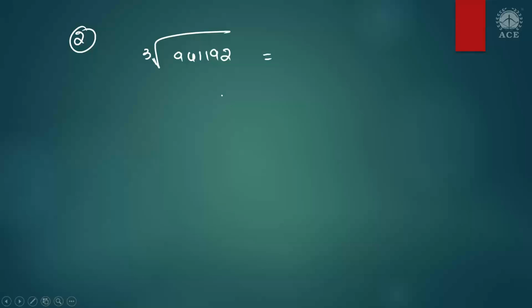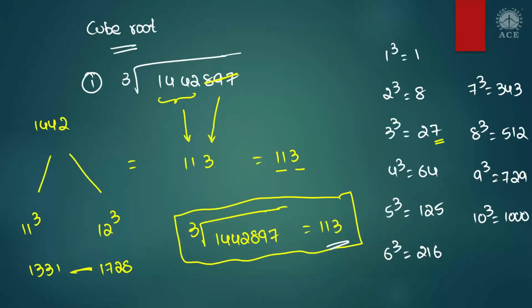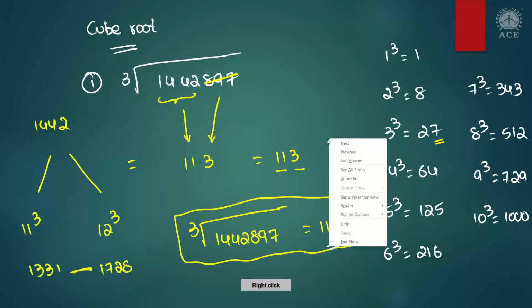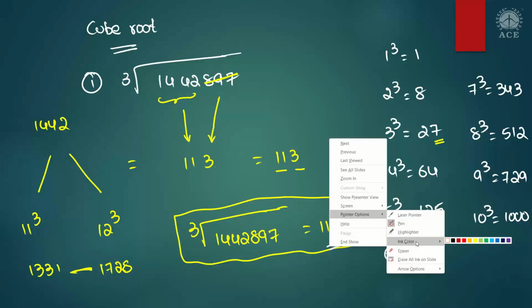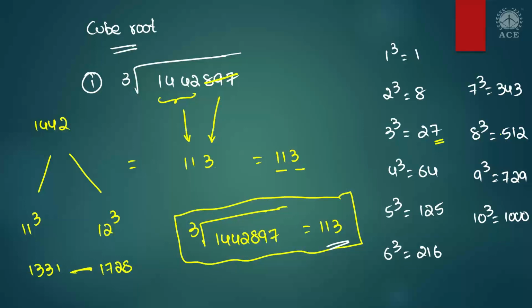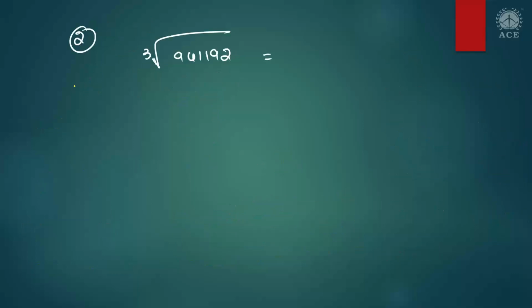Now, first go for which cube is ending with 2. 8 cube is ending with 2. So we should take 8 there because it is ending with 2. Here 3 cube is 27, so here 8 cube.